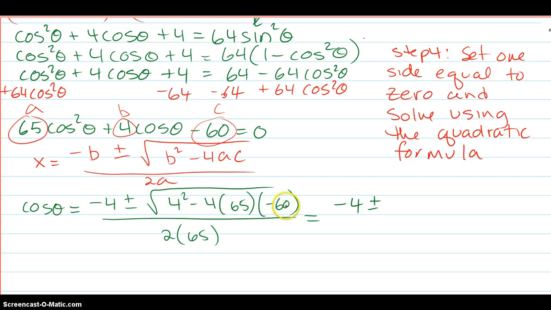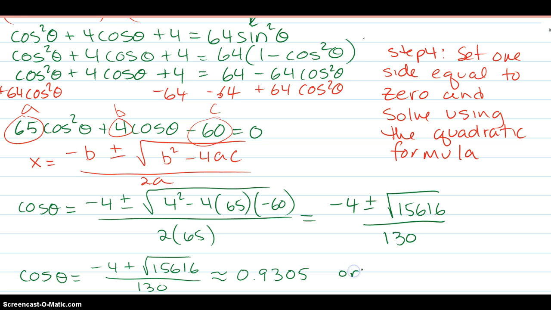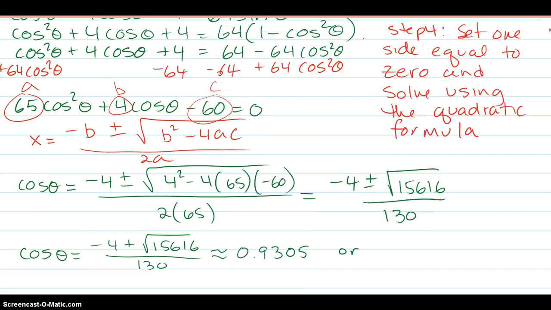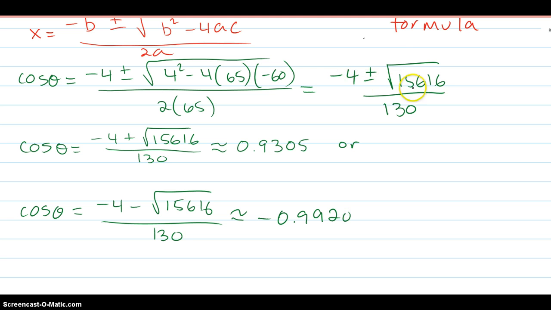Using your calculator to figure the inside of the radical, you would get the square root of 15616 over 2 times 65, which is 130. Figuring that out on your calculator, you're going to get 2 answers. The cosine of theta is equal to negative 4 plus the square root of 15616 over 130, which is approximately 0.9305, or you're going to get that the cosine of theta is equal to negative 4 minus the square root of 15616 over 130, which is approximately equal to negative 0.9920, if you figure that out on your calculator.